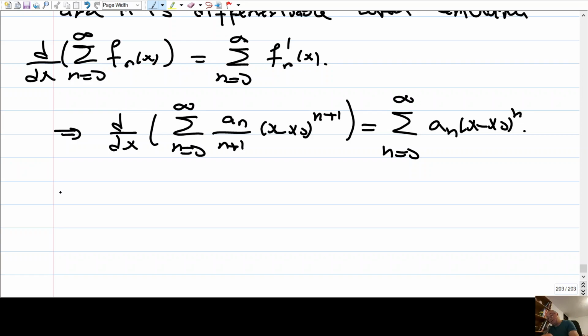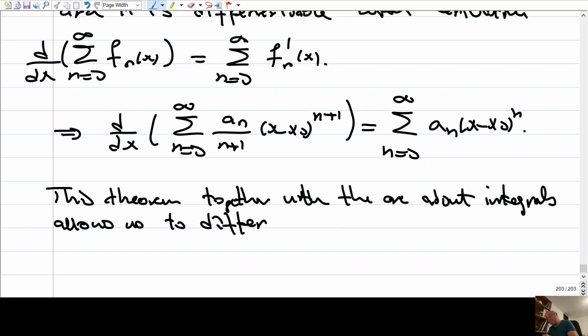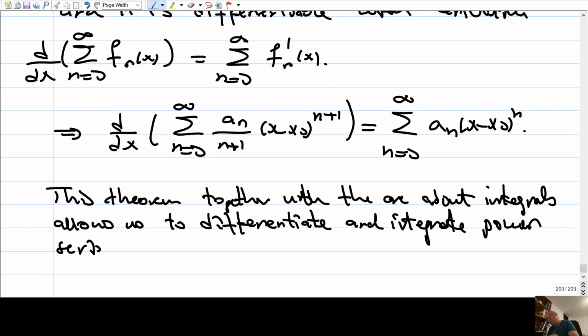So this theorem, together with the one about integrals, allows us to differentiate and integrate power series term-wise. Okay.